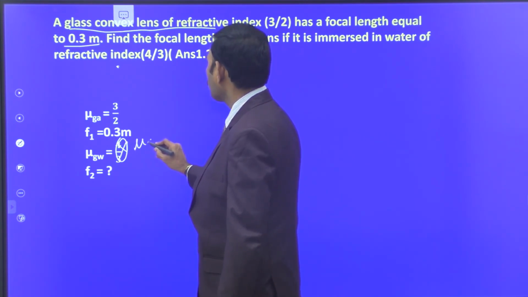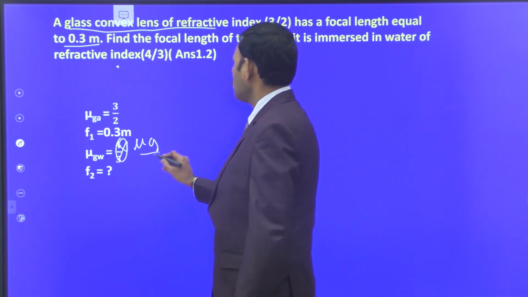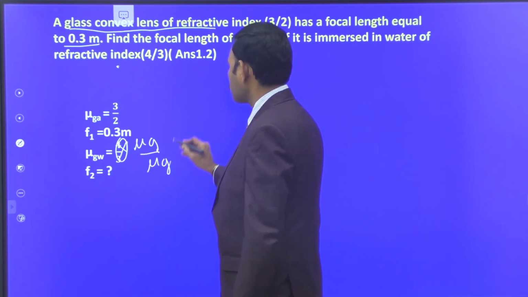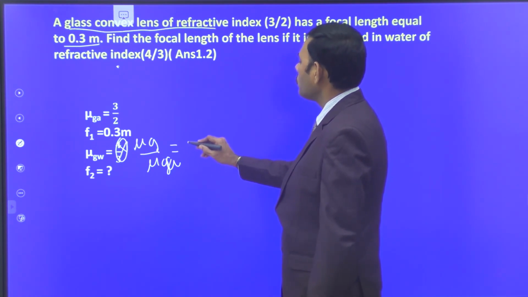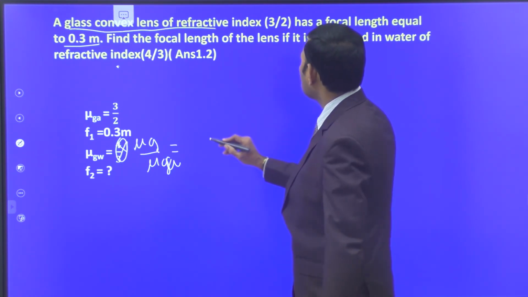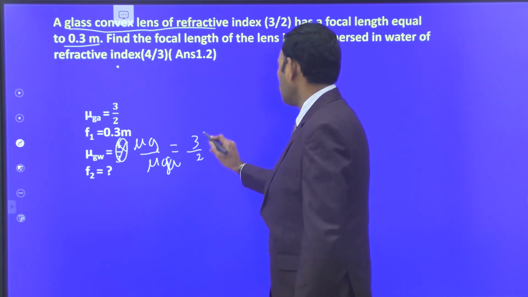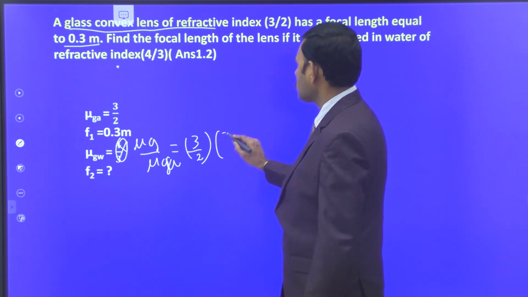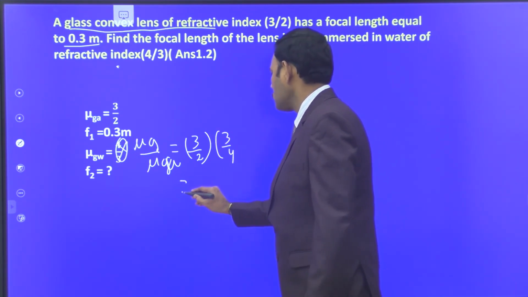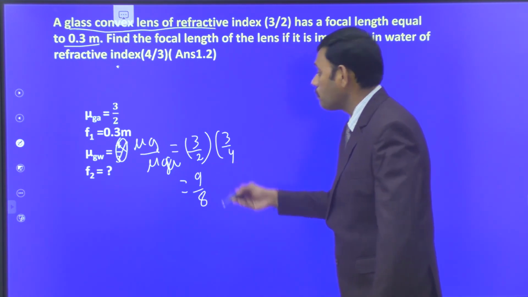So refractive index of glass with respect to water, mu g divided by mu w should be substituted. Here mu g by mu w is the very important point. Mu g by mu w. Refractive index of glass is 3 by 2 divided by mu w, which is 4 by 3, which means 3 by 2 into 3 by 4. That value is equal to 9 by 8. Refractive index of glass with respect to surrounding water medium becomes 9 by 8.